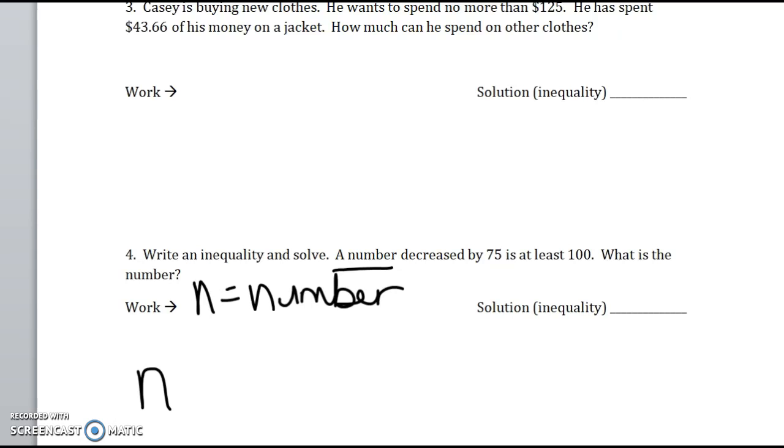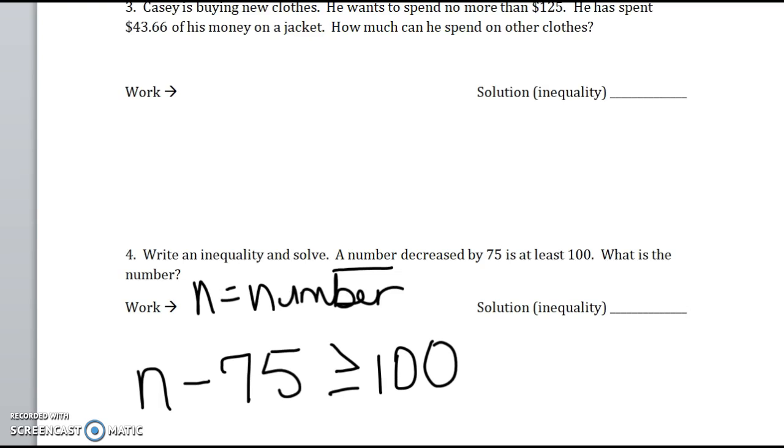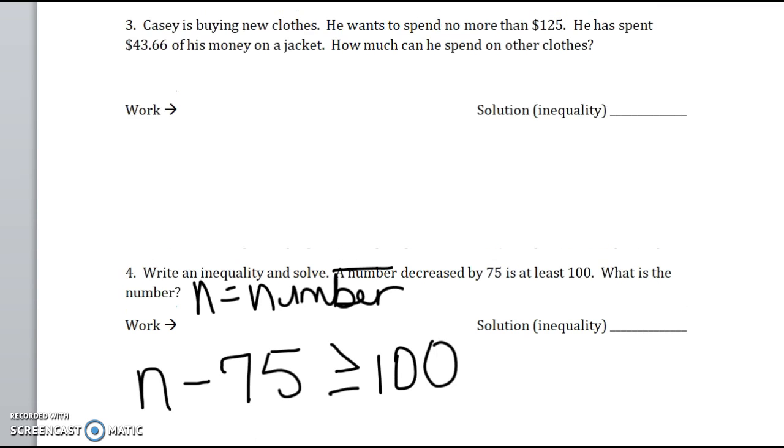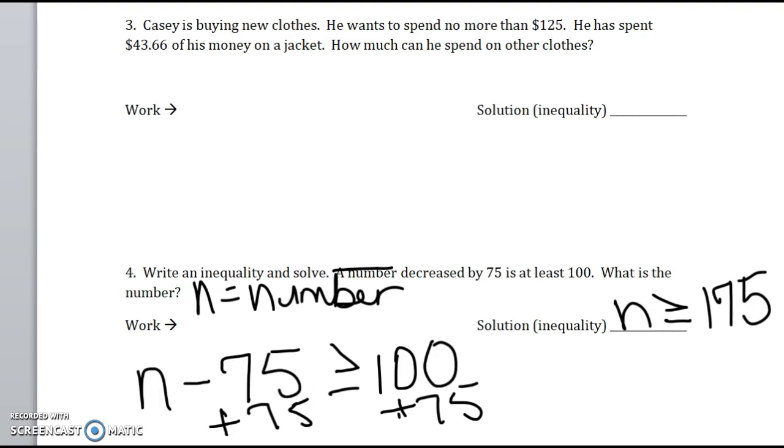Decrease by 75. Remember, decrease means to subtract 75. And then is at least 100. So it's greater than or equal to 100. And then to solve this thing, we would add 75 to both sides. So n is going to be greater than or equal to 175. So as long as I pick a number that's 75 or bigger, I can decrease it by 75 and still have 100 or more.